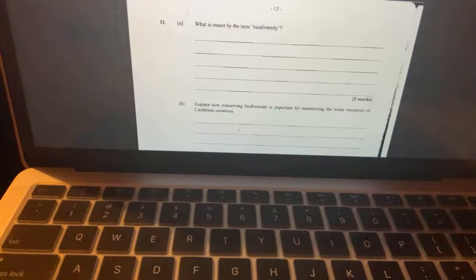Christian comes in with the social one here. He says no income for people who use fishing as an income source. So good job, Christian, in wrapping up that question. Number 11, what is meant by the term biodiversity? Good job, Shori.